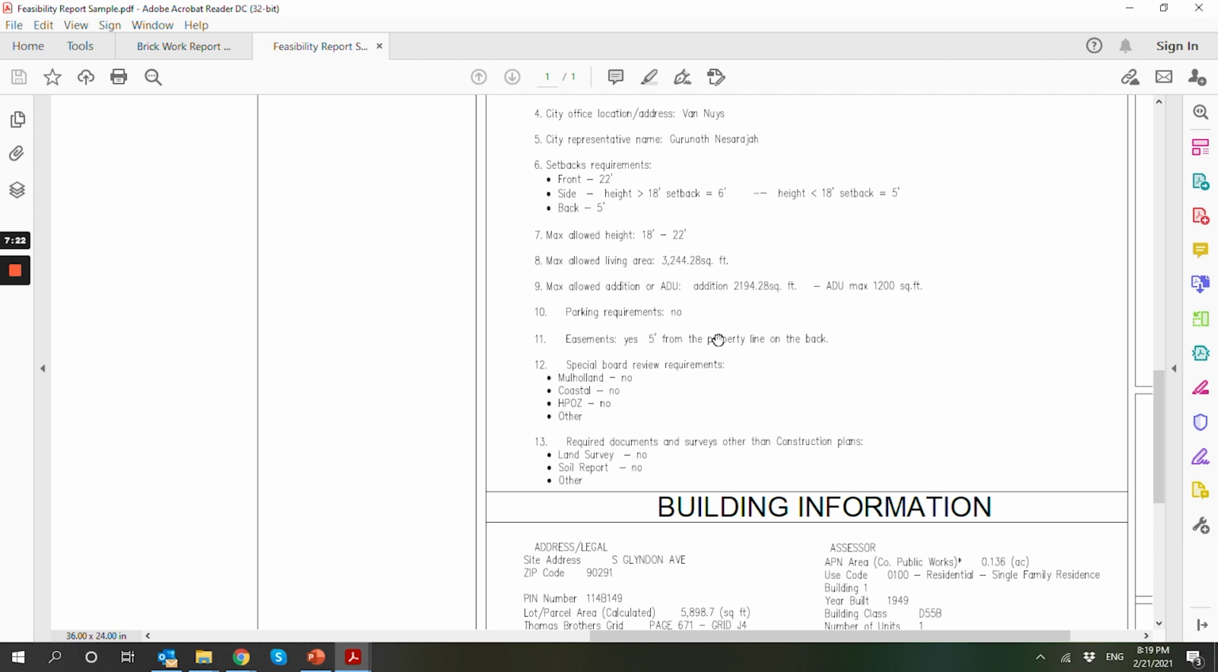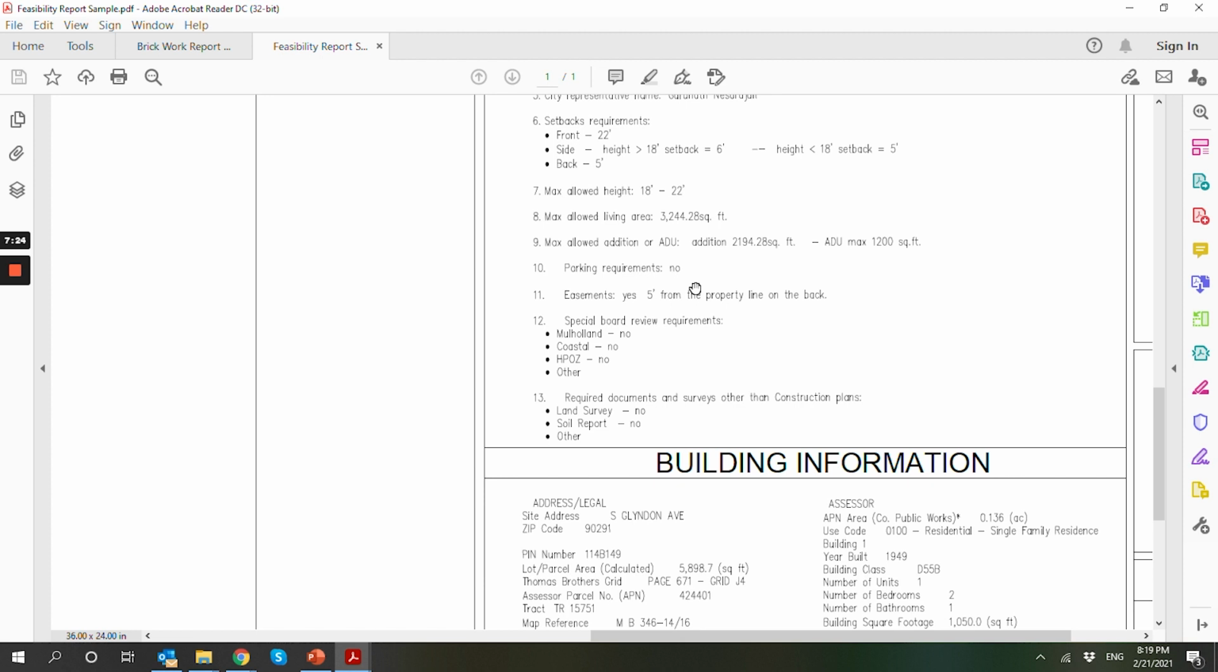Okay, then we're asking if there's any parking requirements. Important to know, and there isn't any. We want to know if there's any easement. On this one specifically, yes, we know that there is 5 feet from the property line on the back.